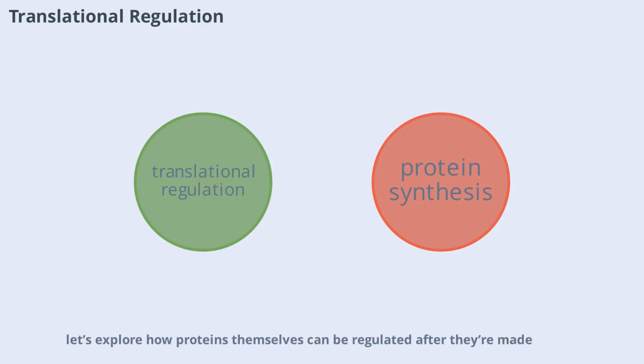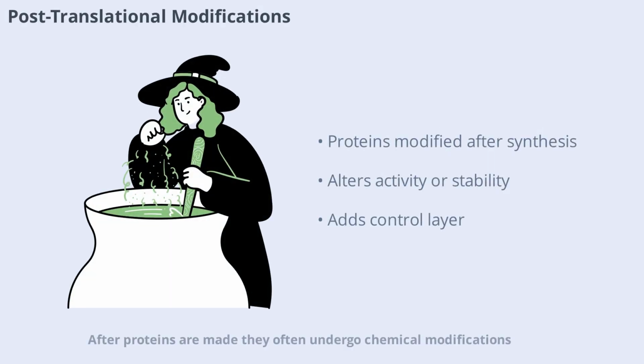Now, let's explore how proteins themselves can be regulated after they're made. After proteins are made, they often undergo chemical modifications such as phosphorylation or methylation. These changes can alter a protein's activity, location, or stability. By modifying proteins after translation, cells add another layer of control over gene expression. This ensures that proteins work properly and are available when needed.